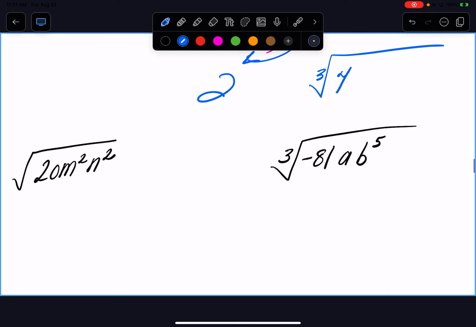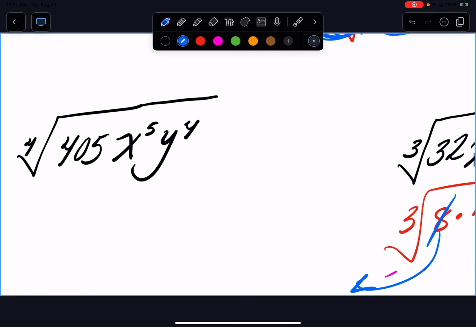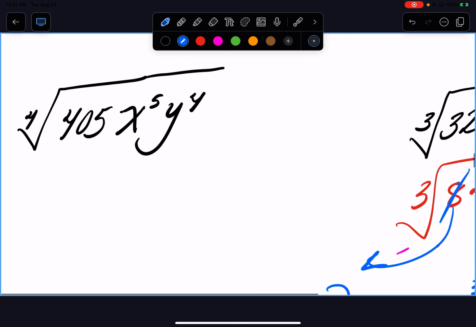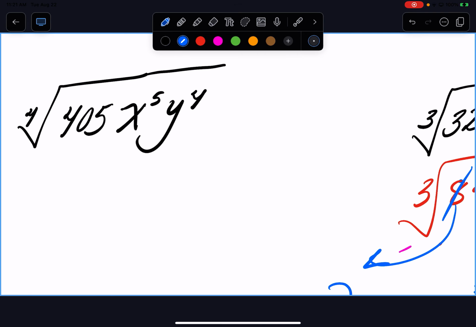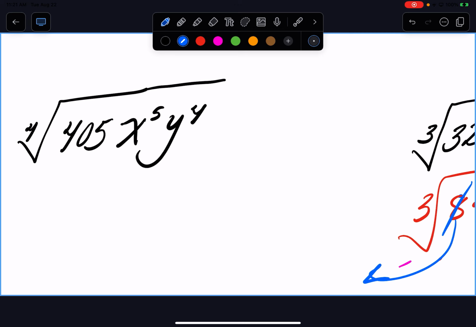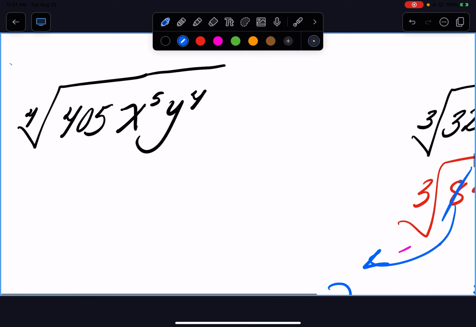All right, let's try. You ready to try a 4th root? Yes. Okay, let's do it. Do you want to do it together? No. You want to do it by yourself? Yeah. Okay, go for it. Right here. Give it a try. This is a 4th root. So what are the group sizes? 4.